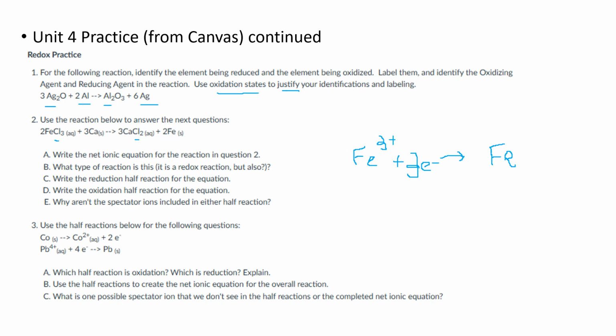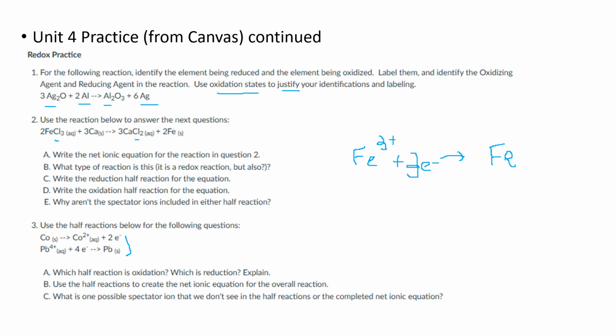Well, before you can add these two reactions together, you have to make sure their electrons are going to cancel. So we have to double our top reaction in order to get 4 electrons in it. And then our net ionic equation, when we add the two together, will be 2 cobalt atoms plus lead 4+ gives you 2 cobalt ions and lead solid.